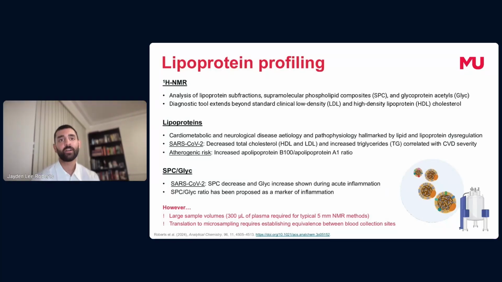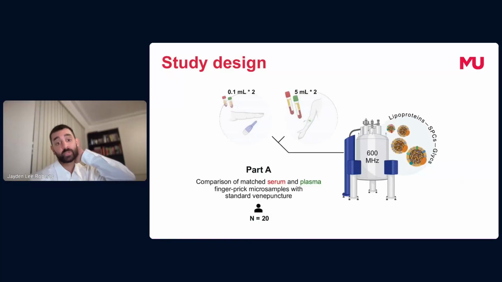There are some issues, however, in the translation of microsamples for the analysis of these, as traditional NMR experiments in 5mm tubes require large sample volumes, up to 500 microliters of plasma, which itself isn't really congruent with microsample volumes. And also the translation to microsampling requires establishing that an equivalence even exists between capillary blood and venous blood for this purpose. So in order to investigate this, my study design was set up like this.